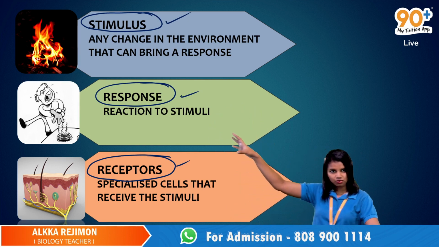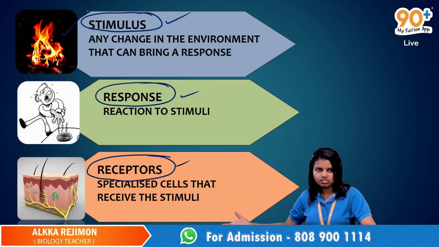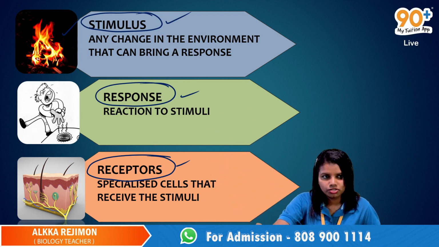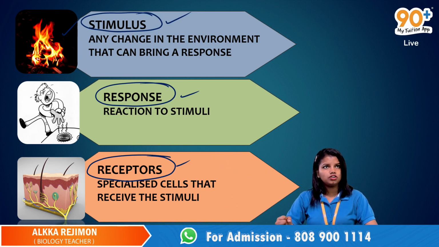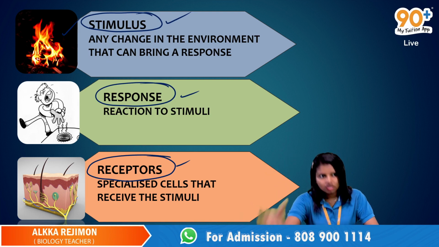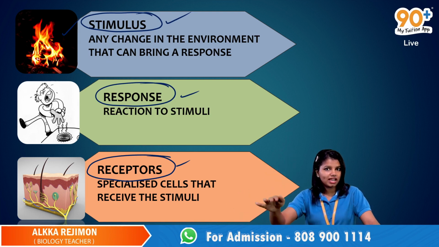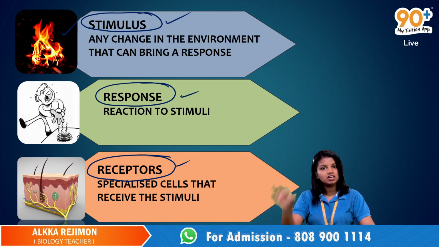Here in the figure you can see fire is depicted. So fire can be a stimulus in certain cases. Suppose you are touching a hot object, or you are touching your gas stove which is already burning. So when you touch fire, that is a stimulus. The touch, or the heat caused by the fire, is a stimulus.